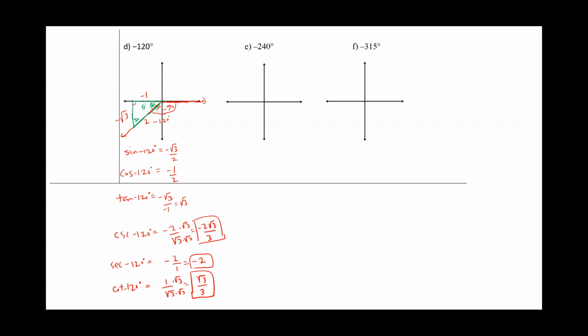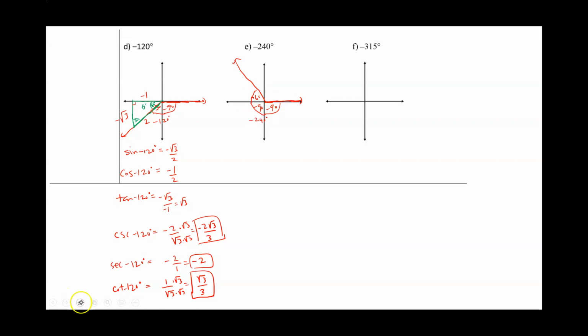Okay, let's take the next one, negative 240. So we start at the x-axis, negative 240, so this is going to be negative 90. That's going to be negative, now that's negative 180. And then I have to go negative 60 more to get to here. So this is negative 240 degrees: a negative 90, and negative 60. This gives me negative 240.